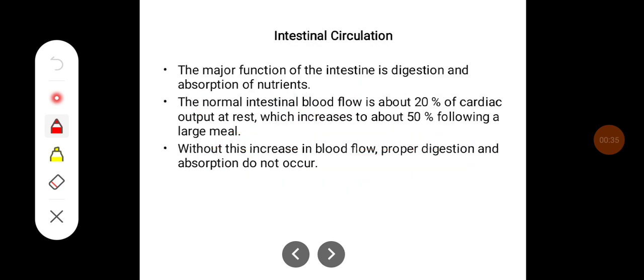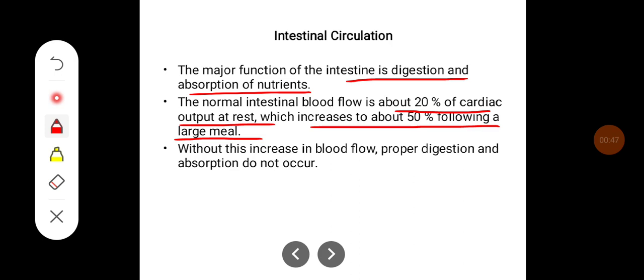Intestinal circulation. The major function of the intestine is digestion and absorption of nutrients. The normal intestinal blood flow is about 20% of the cardiac output at rest, which increases about 50% following a large meal. Without this increase in blood flow, proper digestion and absorption do not occur.